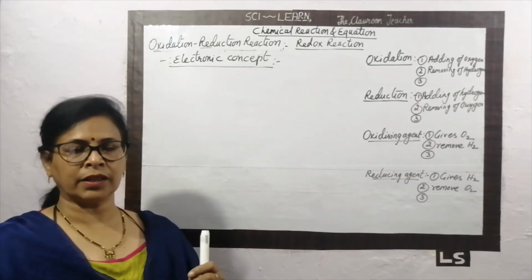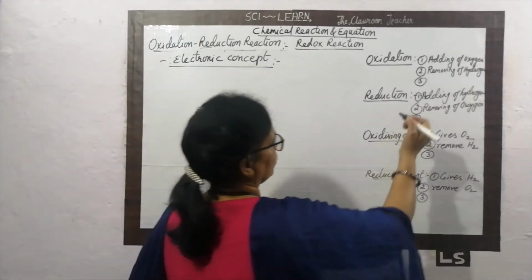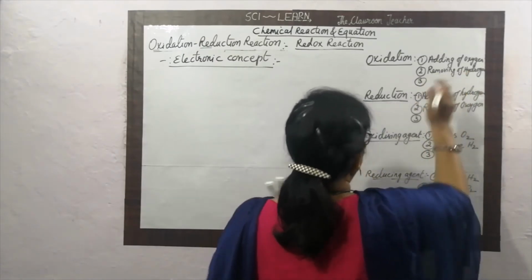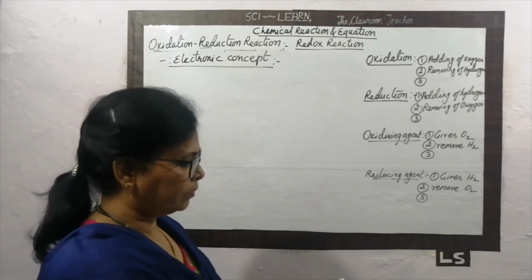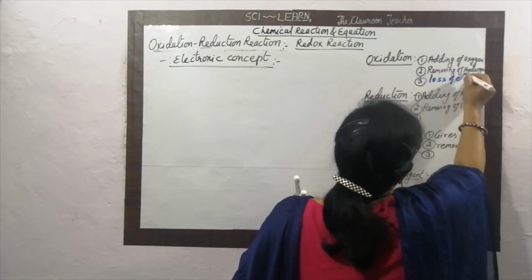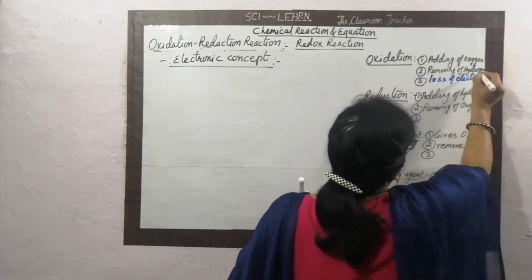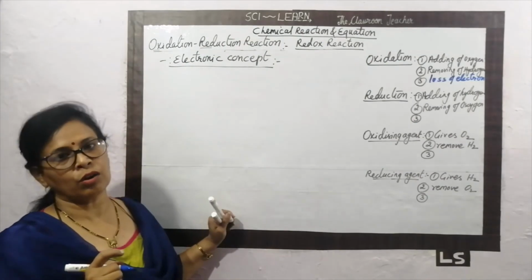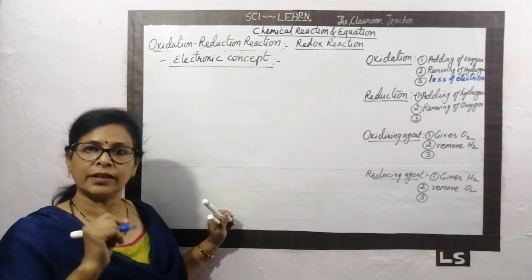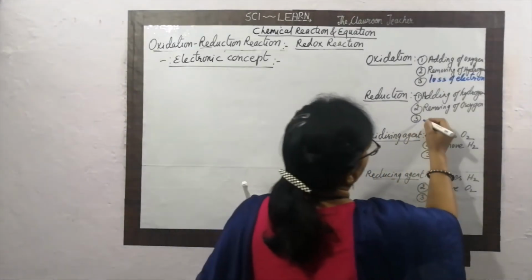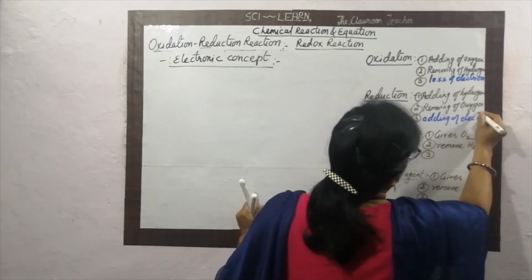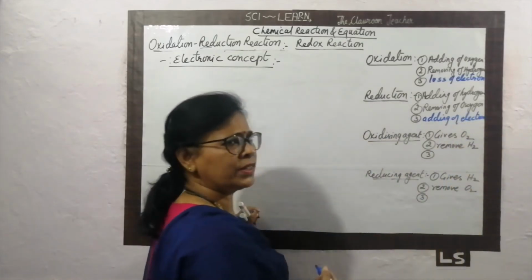Oxidation is the process in which loss of electron is going on. Loss of electron. I'm going to write it with another color. If in any process the electron is lost, then this process is called oxidation. It means, in the electronic concept, what is reduction? Adding of electron.